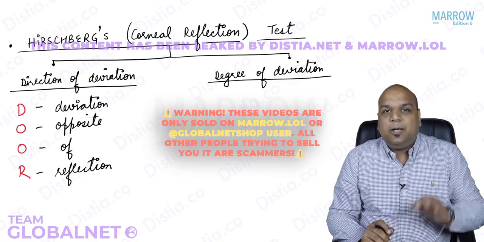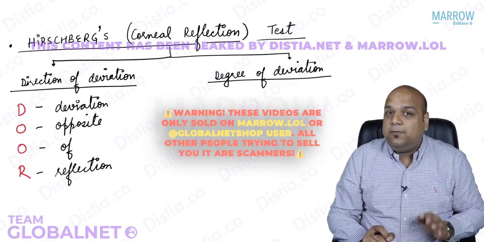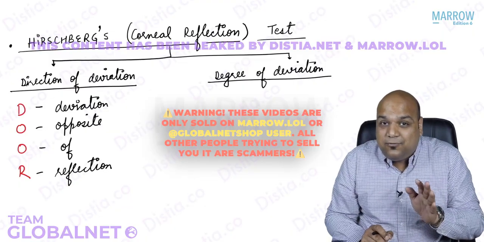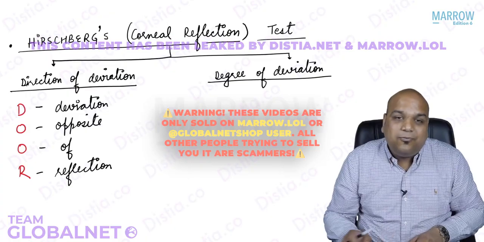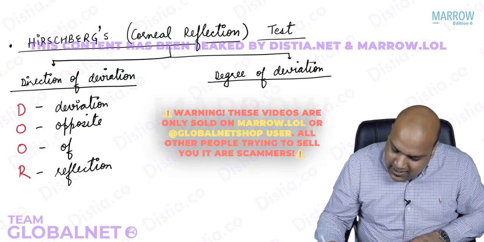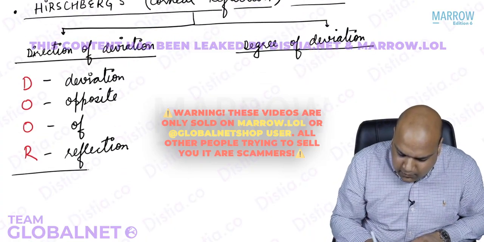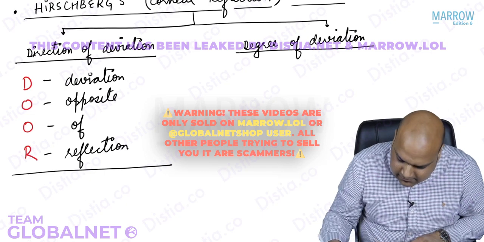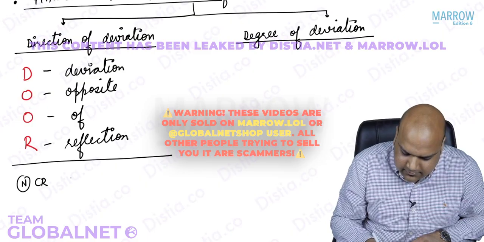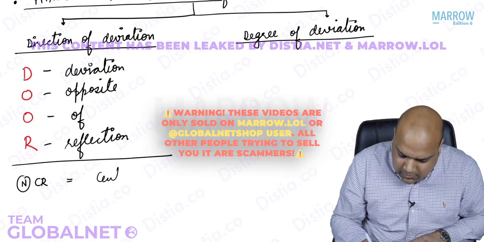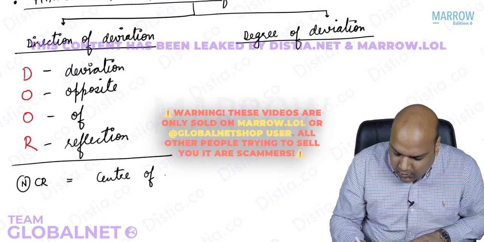Okay? The normal corneal reflection should be seen in the center of the pupil. We see the direction of the deviation based on the direction of the reflection. If I can enumerate it for you, all of you, I will say, everybody, normal corneal reflection is equal to center of pupil.